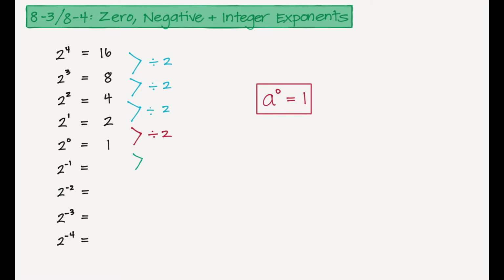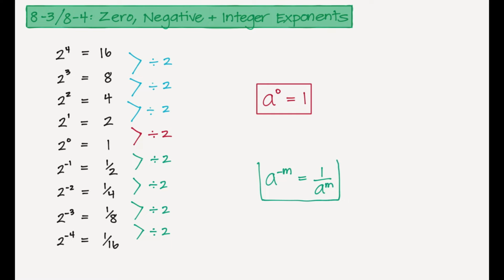If I divide by 2, now I have 1/2. So 2 to the negative 1 power is 1/2. If I divide by 2 again, I have 1/4, which is the same as 1 over 2 squared. If I divide by 2 again, I get 1/8, which is the same as 1 over 2 cubed. And if I divide by 2 again, following that pattern, I get 1 over 16, which is the same as 1 over 2 to the 4th. So any number to a negative exponent is the same as 1 over that number to the positive exponent.